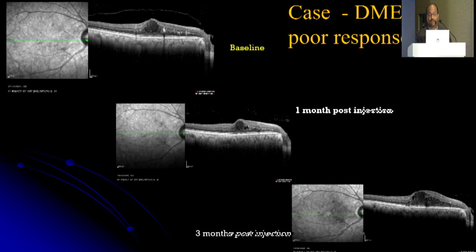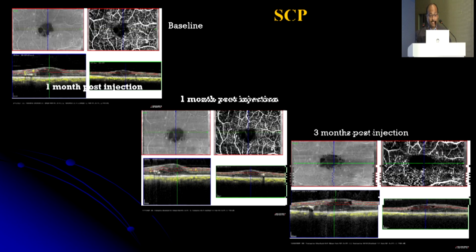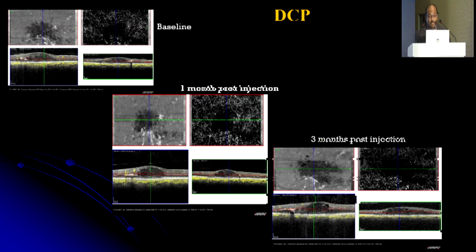Now we look at a case of a poor responder where there was hardly any improvement. In fact, there was worsening. So you see that in the superficial capillary plexus, not too much of a change, but in the deep capillary plexus, you find significant increase in the dysmorphia. And 1 month post-injection, you can actually find that as it's becoming worse on the DME, the DCP FAZ is also increasing.